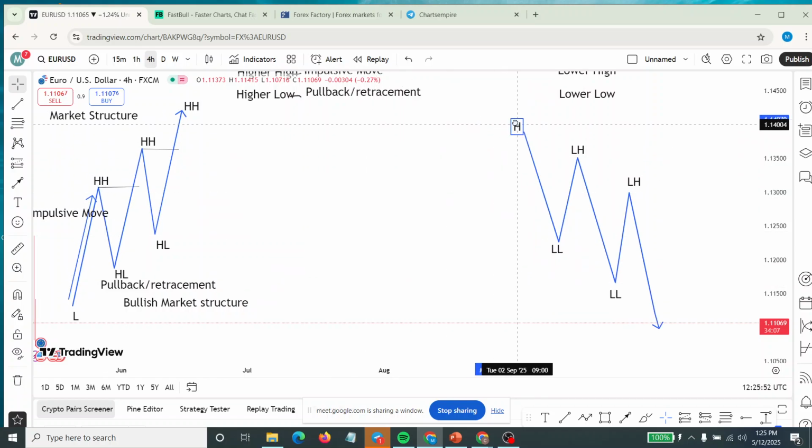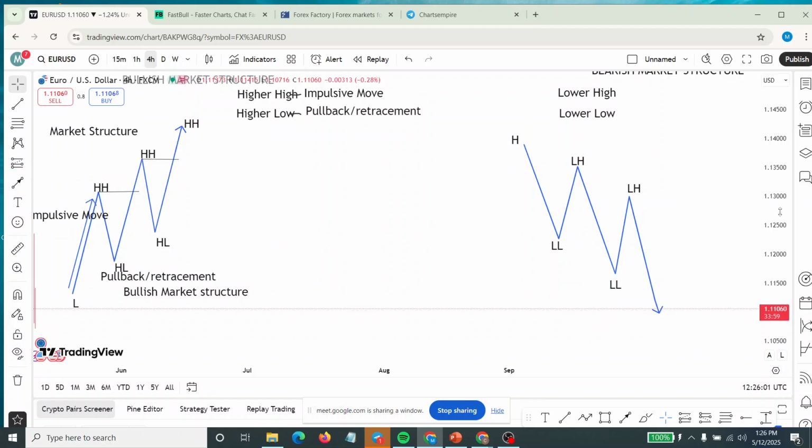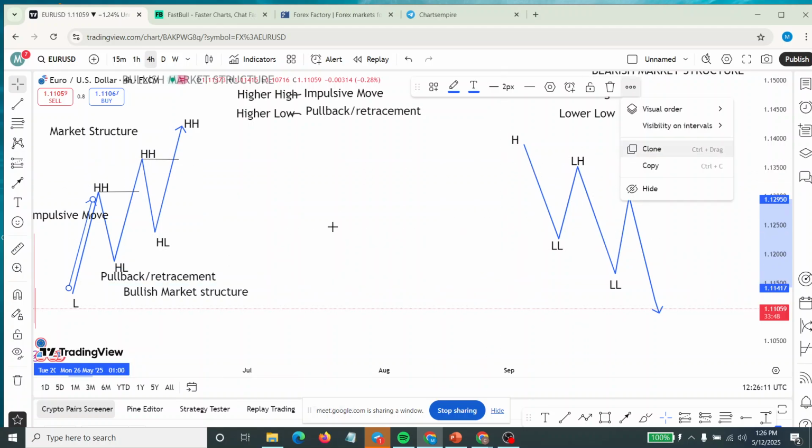From our lower low to lower high, why is that statement important? Exactly. Thank you very much. From this, we have an eye here. This is where our impulsive move started.